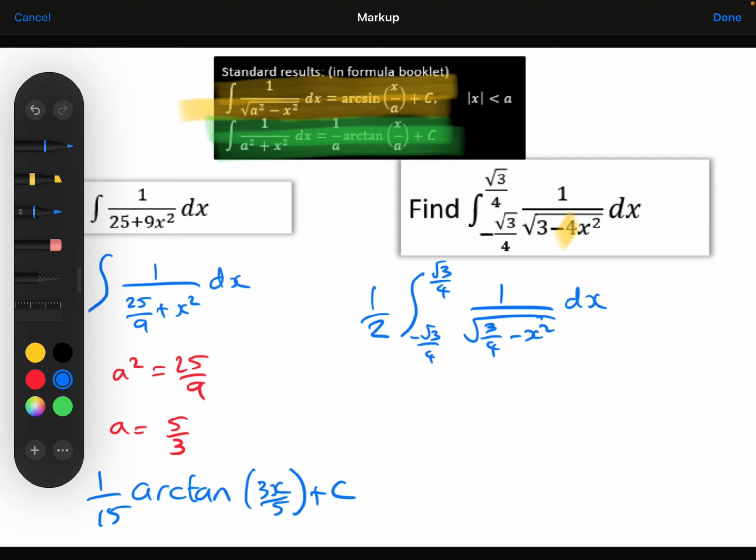This now matches the form of the arc sine in the standard results, where a squared equals 3 over 4. So a would be root 3 over 2. So using that result, then I've got the half at the front there. It's going to integrate to be arc sine x over a, so x divided by root 3 over 2 will be 2x over root 3.